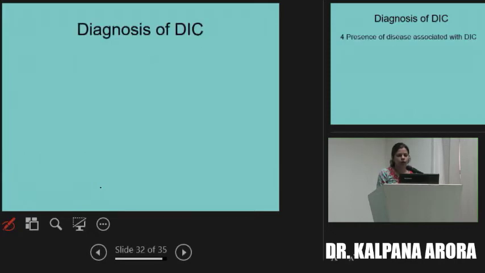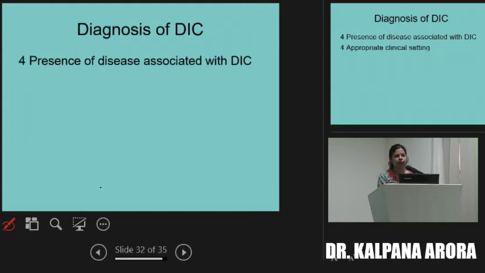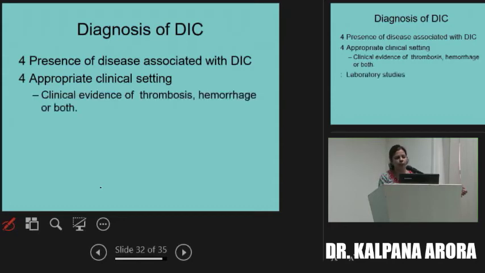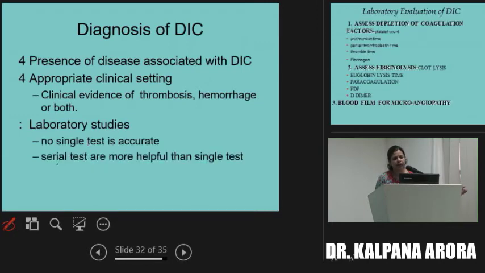So, how will you diagnose the DIC? For DIC, it is very important that you should be suspicious about the disease. Actually, DIC on a routine basis is considered to be a waste basket diagnosis when you can't diagnose anything. And obviously, it takes place secondary to any underlying disease. So there would be a history of the underlying clinical setting, and then there would be evidence of thrombosis or hemorrhage or both. For the lab investigations, there are no studies which are accurate, and actually serial tests are more helpful than a single test.